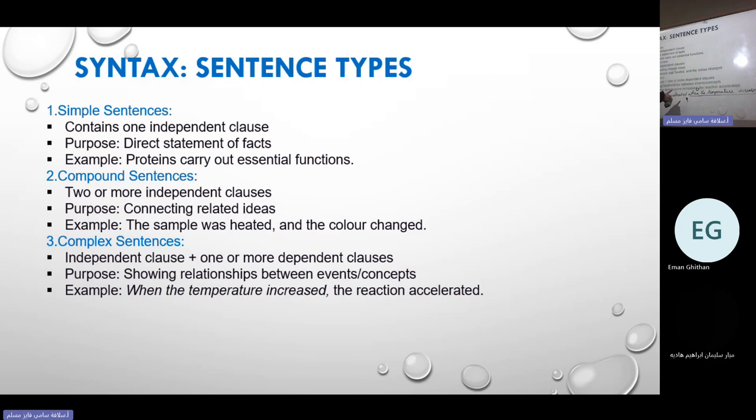The independent clause is the reaction accelerated. There is a subject and a verb. And this is the dependent clause. Can you say when the temperature increased and stop? Does it make sense? No, it needs something, right? Whereas you can say the reaction accelerated, right? Okay.